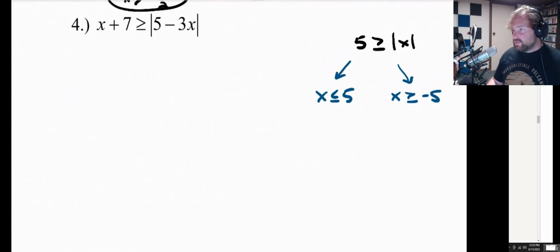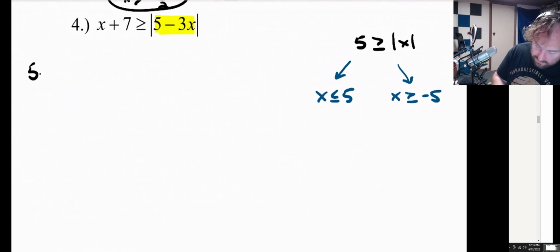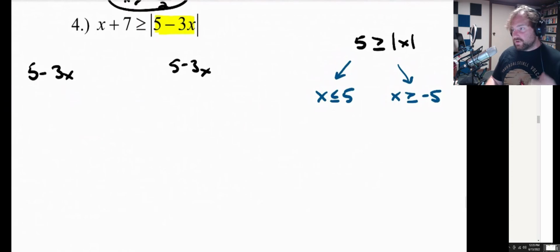But let's try to take this simpler example and apply it to what we're dealing with right now. So let's start by taking the original inside of the absolute value, 5 minus 3x. Just like the previous lesson, we will not touch that negative sign. I'm going to write it down twice. 5 minus 3x, 5 minus 3x. Now, the first one I'm going to write is going to follow exactly what this says. I am going to flip that greater than or equal to sign down to a less than or equal because I've switched the sides.